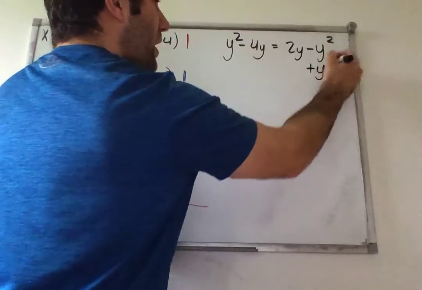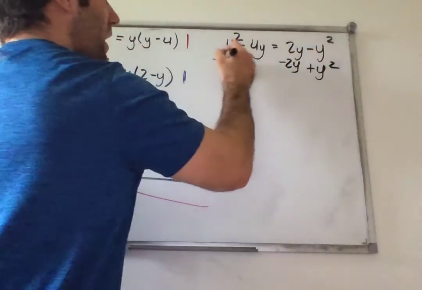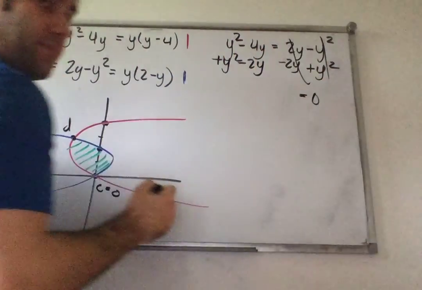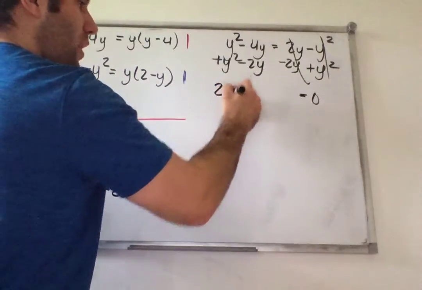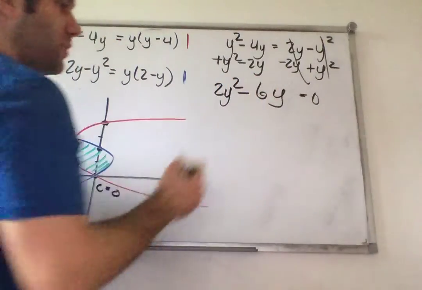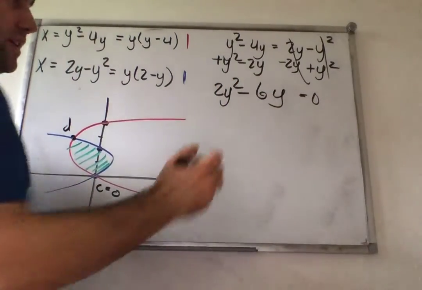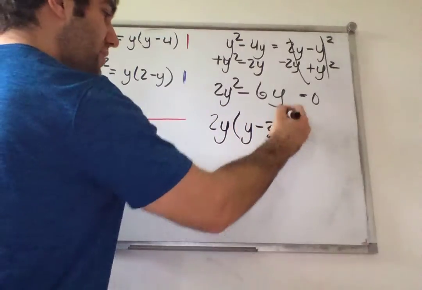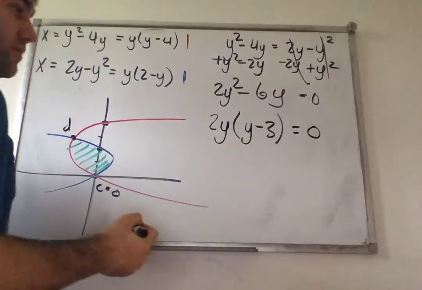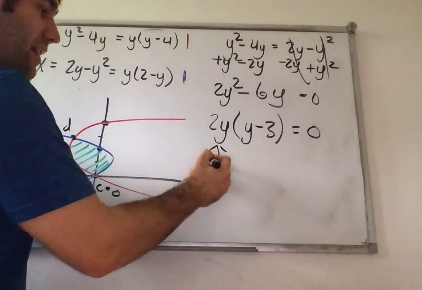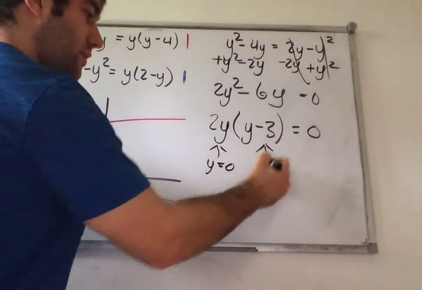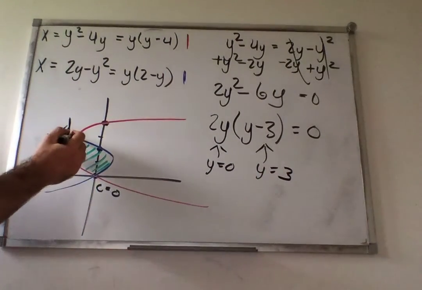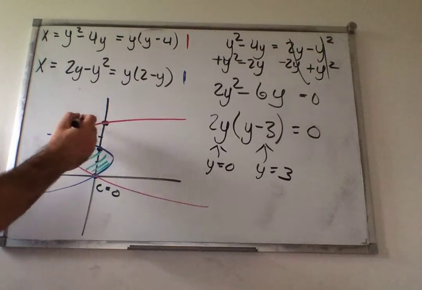So I'm going to add y squared minus 2y to both sides. All that cancels, and we get 2y squared minus 6y equals 0. From here, I can factor out a 2y. I get y minus 3 equals 0. And we can see that y is equal to 0 and y is equal to 3. So where they intersect right here is at y equals 3.